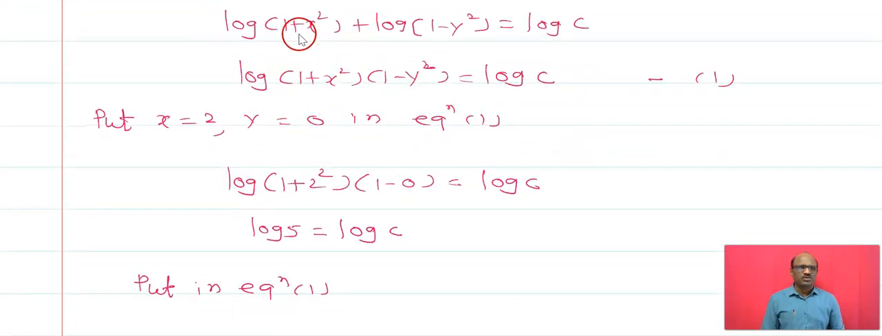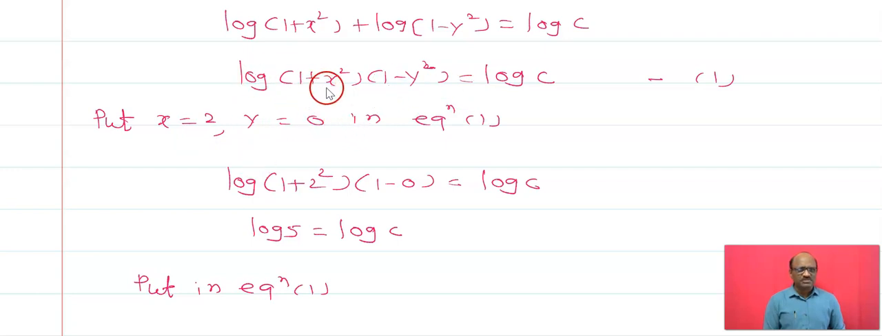After applying the properties of log m plus log n, that is the log of m into n, that is the log of (1 plus x square) into (1 minus y square) equals log c. Now taking the antilog on both sides, then you will get (1 plus x square) into (1 minus y square) equals c. Now for the particular solution, to find the value of c, put x equals 2 and y equals 0.